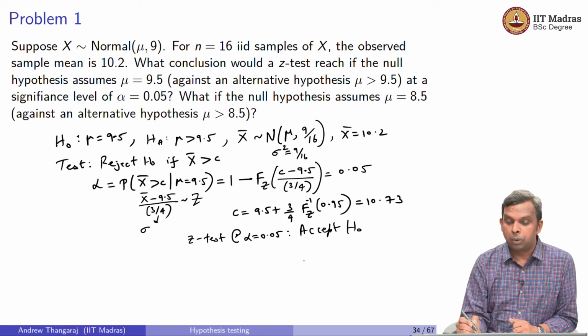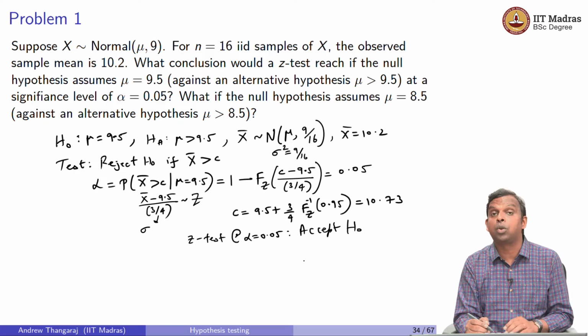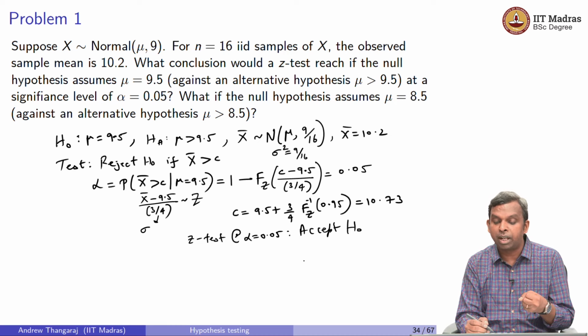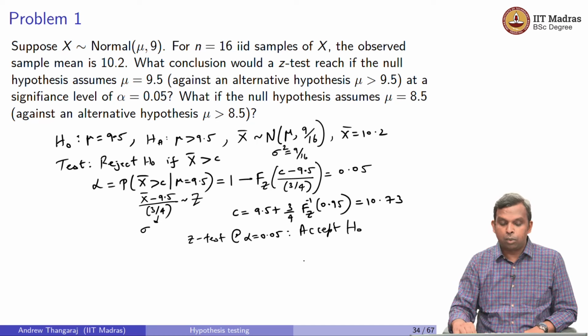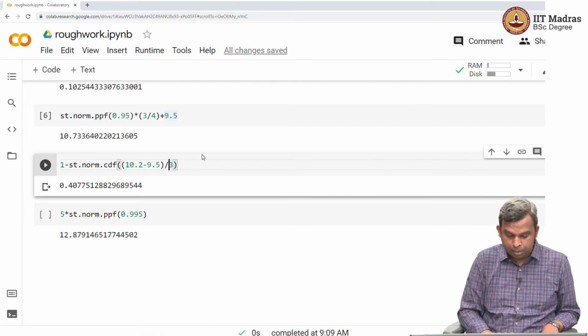Okay. So contrast this with your approach for the p-value. Supposing you couldn't fix any significance level, you can't go ahead and fix c, right? In that case, you will try to make a decision based on the p-value. How will you find the p-value? Instead of c, you will put 10.2. Okay. So if you do that, what p-value do you get? If you do that, 10.2 by 3 by 4, isn't it?